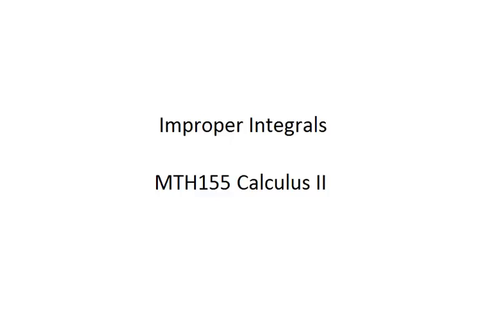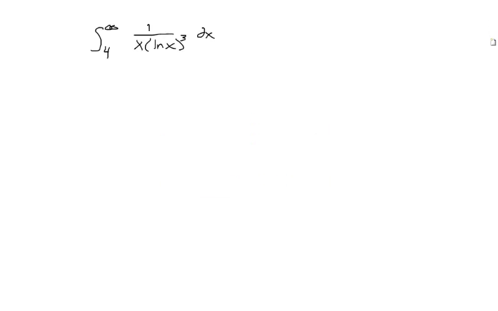In this video, we're going to take a look at improper integrals. And in this first integral, I have the integral from 4 to infinity of 1 over x ln of x cubed dx. So the first thing we want to do is rewrite this with our limit. So we have the limit as t approaches infinity of the integral from 4 to t of 1 over x ln of x cubed dx.